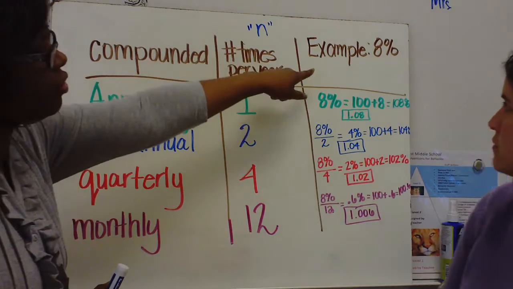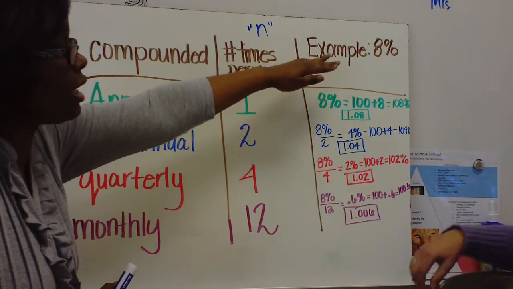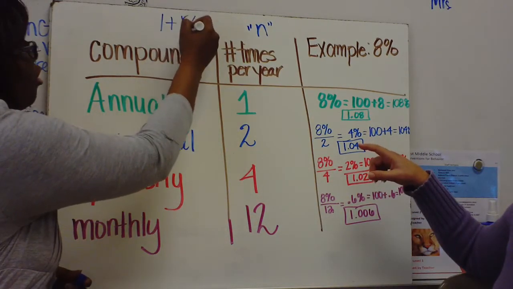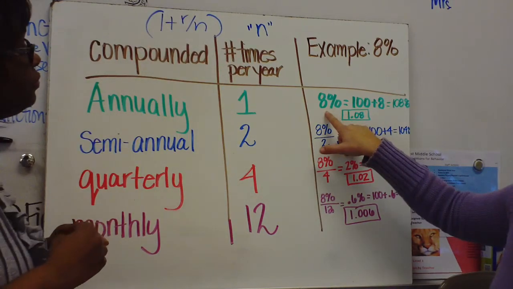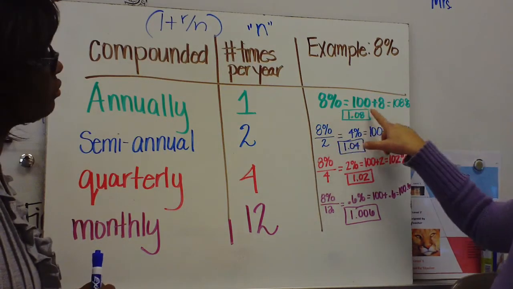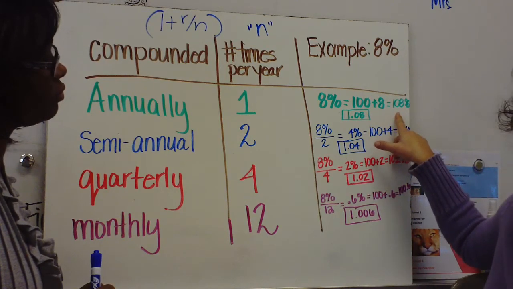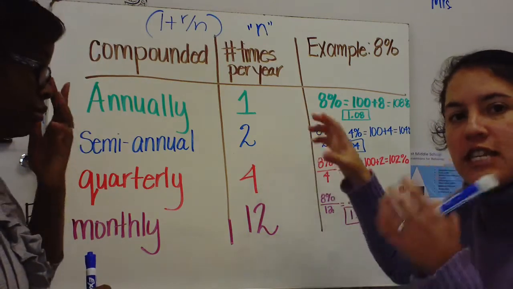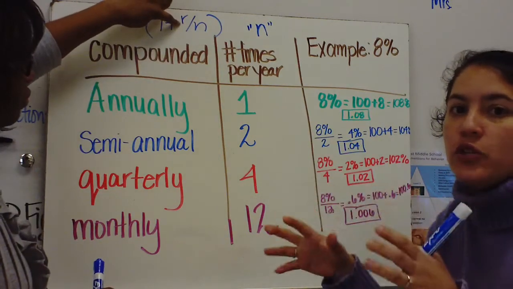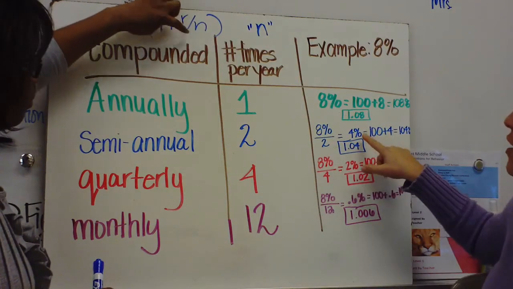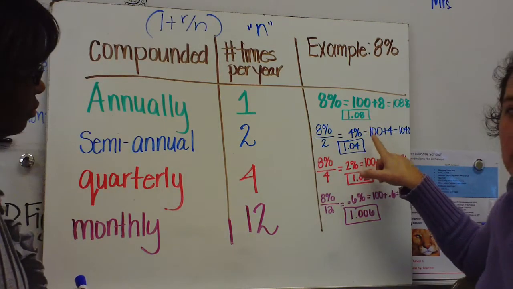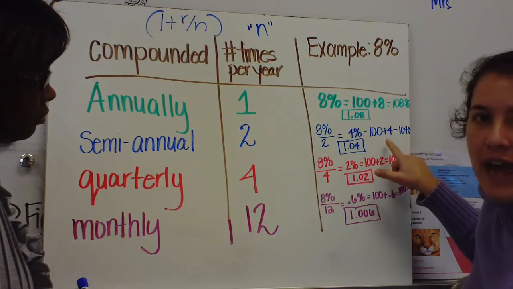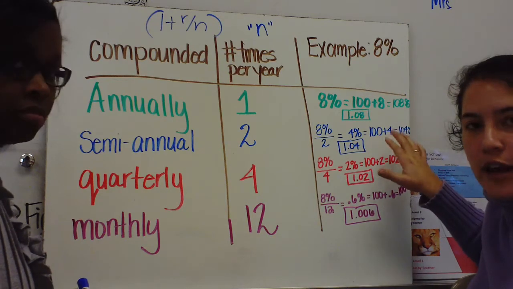So I kind of gave you an example. If we say it's going to compound at 8%, this is how you find that 1 plus r over n. If it's 8% and it's annually, that just is going to be 100 plus 8, so 108%. If it's 8% and it's semi-annually, that means twice a year. So you have to take that 8% and break it up into 2 parts, divide it by 2. So it's 4% at the beginning and 4% at the second part. That's the r over n.